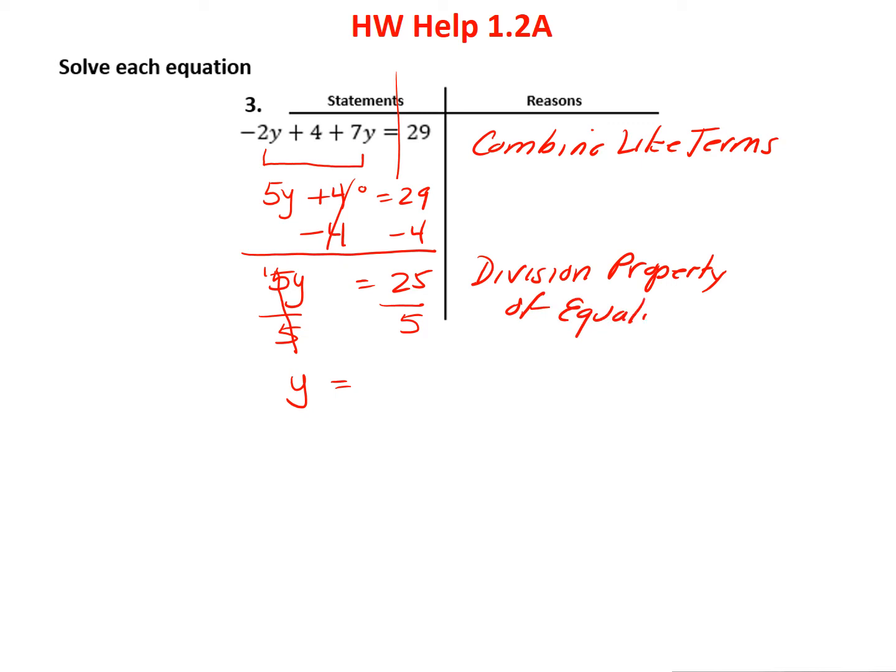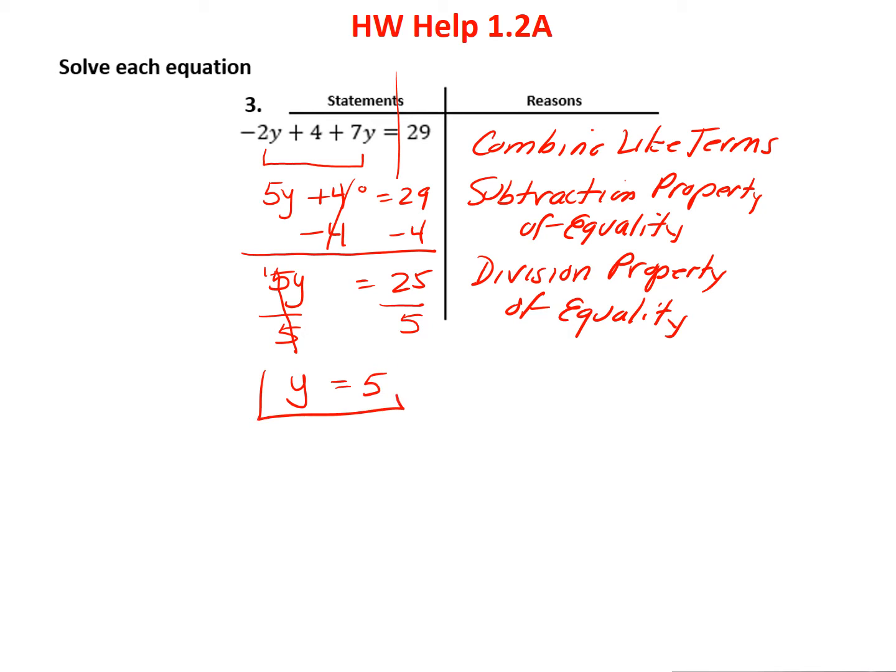And you'll notice that I just forgot to write on the step above. This was actually the subtraction property of equality. This is the property that allows us to do this operation. Well, 25 divided by 5 is 5, and so our answer is y equals 5. And again, like the other problems, we could plug it back in and see that it works.